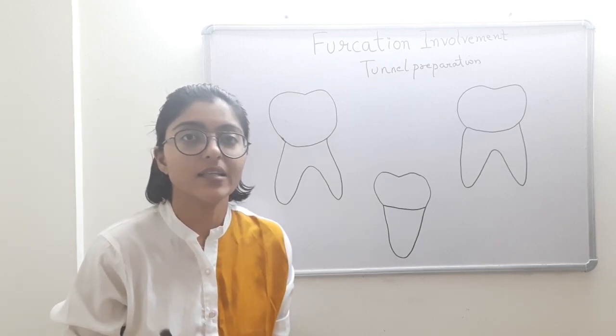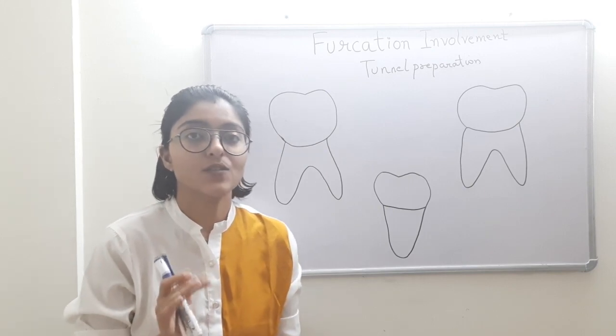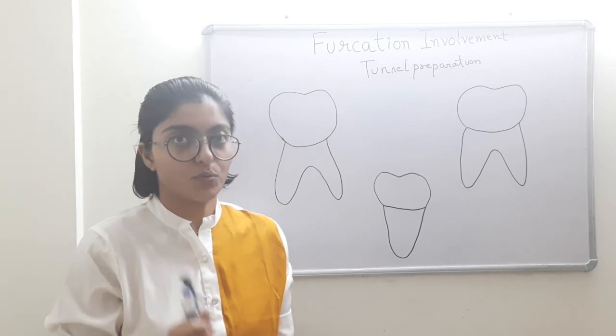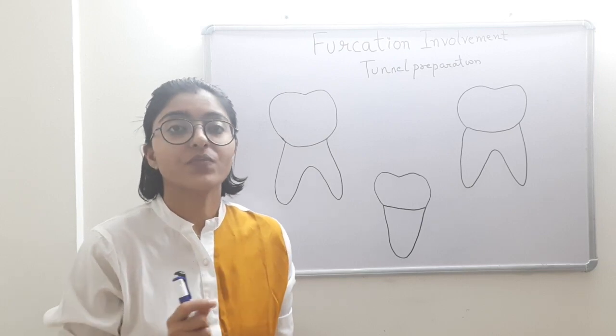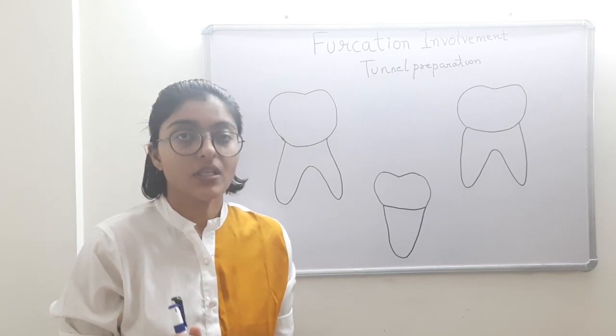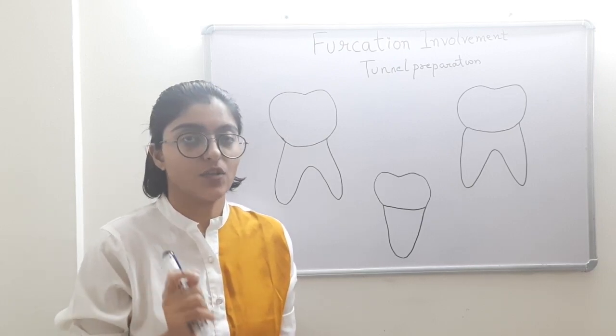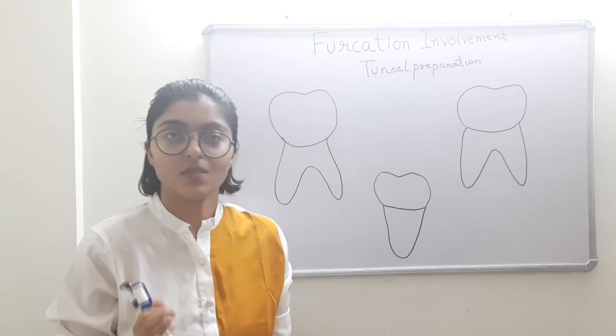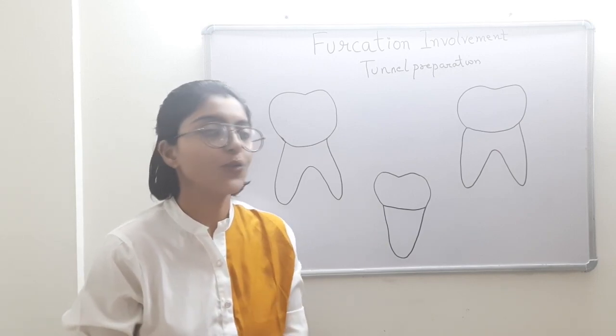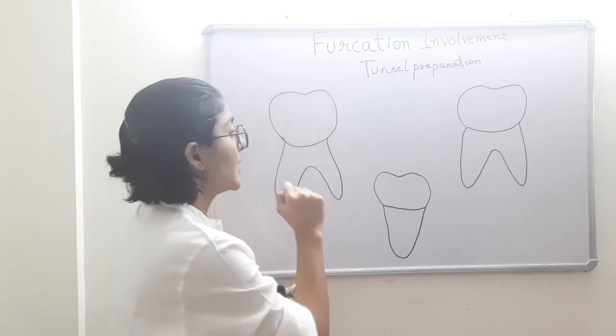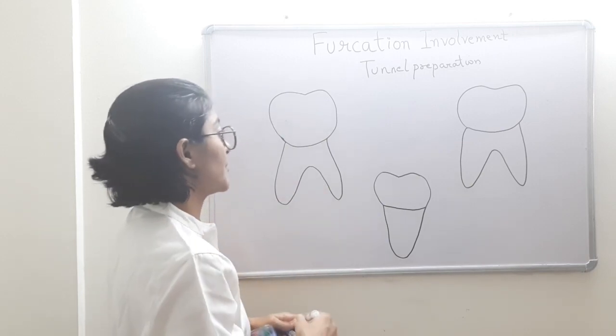What are those criteria? Number 1, it has to have a short root trunk. Number 2, a wider angle of separation. And number 3, it has to have a long divergence between the mesial and distal root. Now you should ask me why. We'll understand on this illustration.